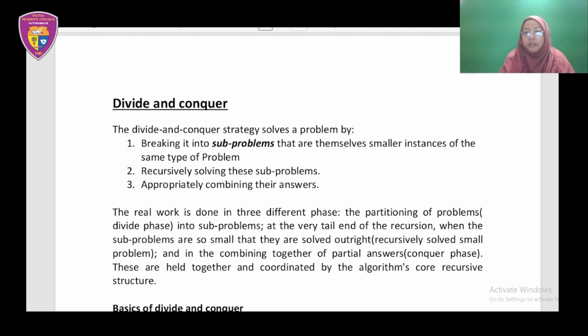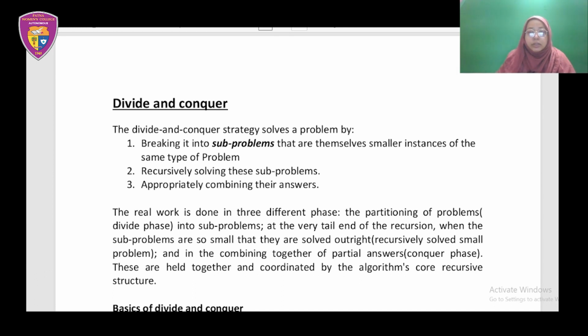First one is partitioning of problems, that is the divide phase into sub-problems. At the very tail end of the recursion, when the sub-problems are so small that they are solved outright, means they are understood. Recursively solve the small problems, and in the combining together of partial answers, we conquer it. So when we are combining the solutions, this phase is known as the conquer phase. These are held together and coordinated by the algorithm's core recursive structure.